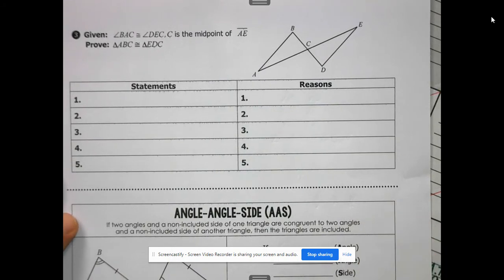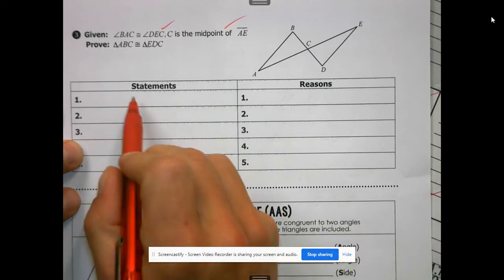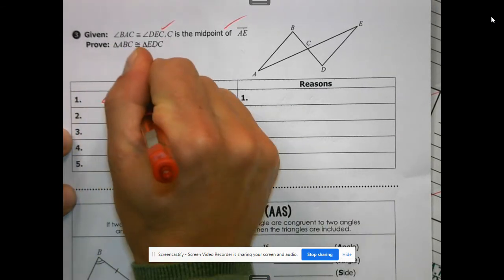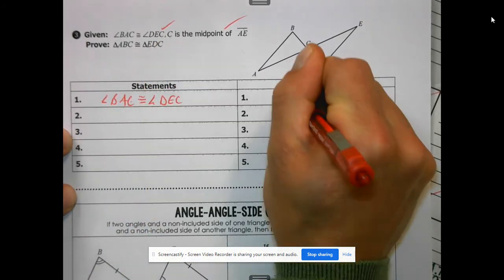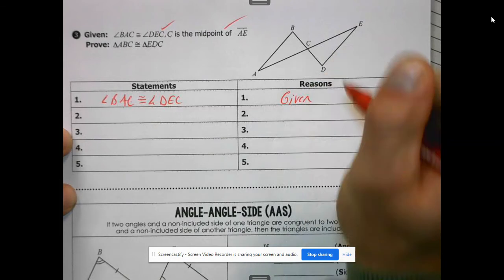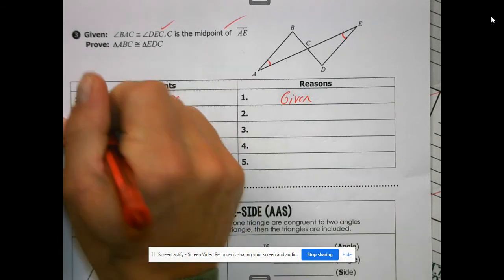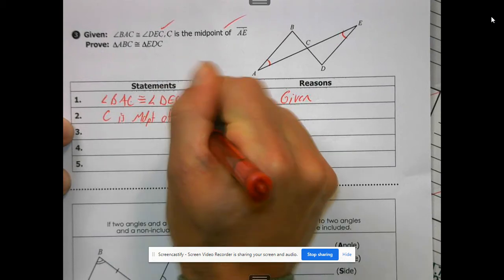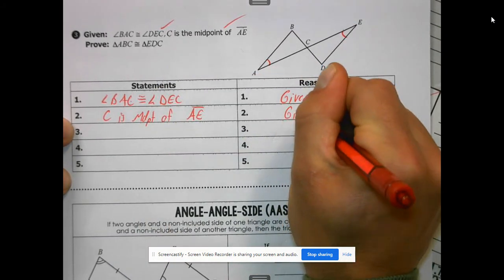Number 3, we have two givens. First given we'll put in the first statement. Angle BAC is congruent to angle DEC. That was given to us, and we got to mark it up. BAC to DEC. Second given, C is midpoint of AE. That's given to us. So let's talk about that one now.